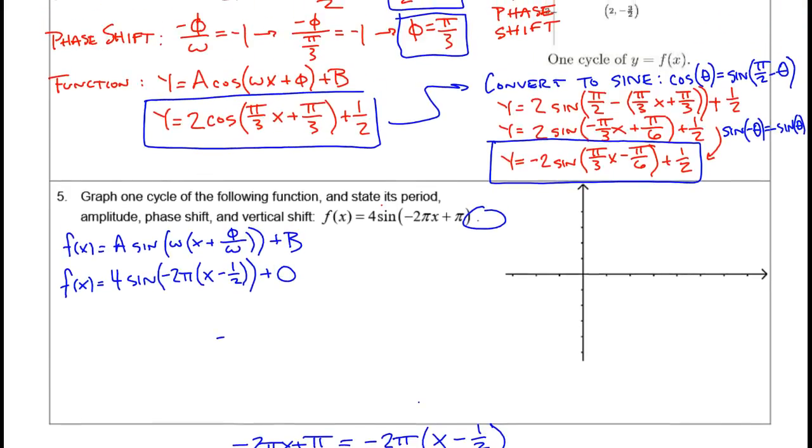All right, so my omega value is negative here. So I'd like to force that to be positive, because that's just standard operating procedure. And I've done this a couple times already. Hopefully you recognize that to turn this into a positive value, I can take the opposite coefficient out front. So this will be negative 4 times the sine of 2 pi times the quantity x minus 1/2 plus 0. All right, I'm ready to start breaking this thing down.